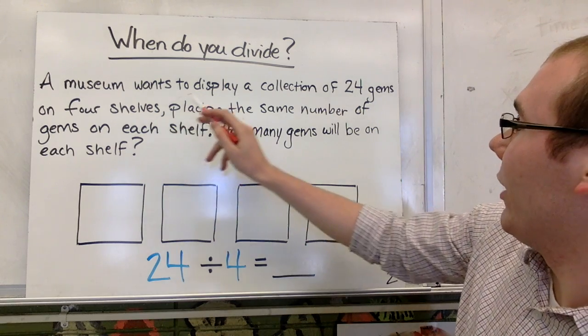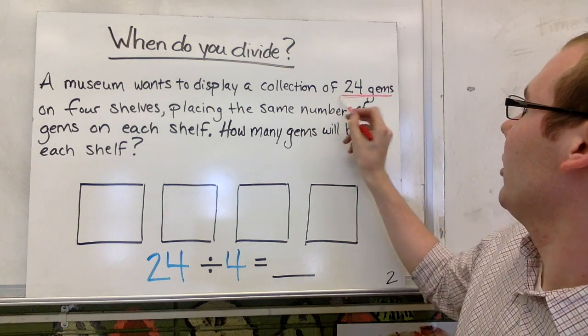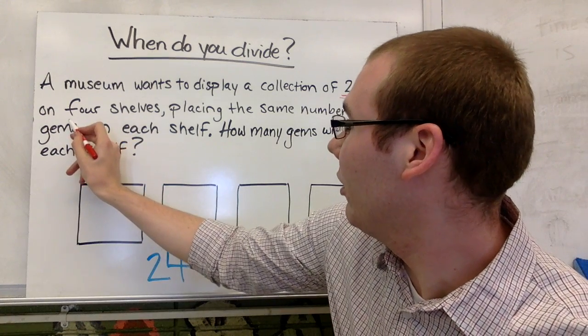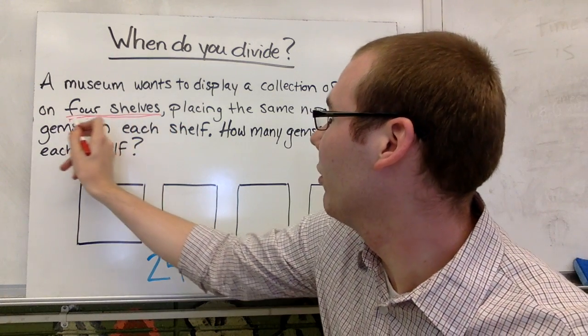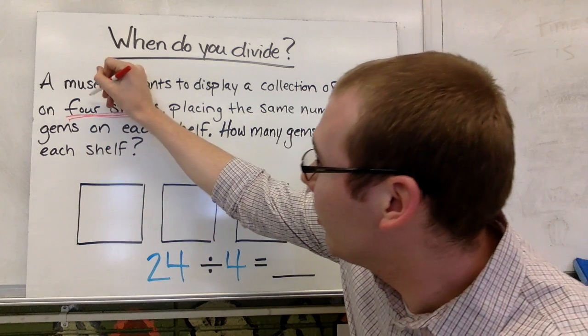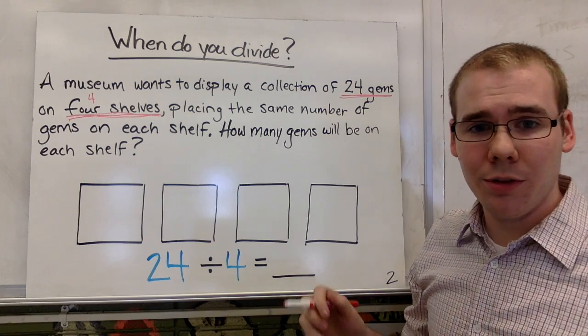So we have to look and find out how many are in the collection total. So 24 gems in total. And how many shelves are these 24 gems going to go on? 4 shelves. And don't be distracted just because they used a word there. That is the number 4. So we need to get 24 gems onto 4 shelves.